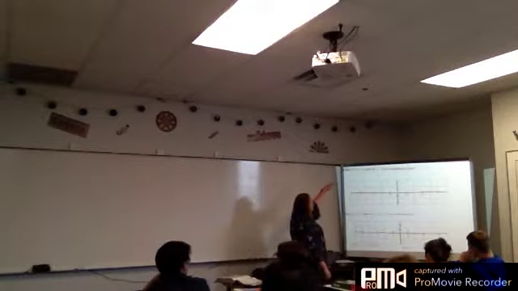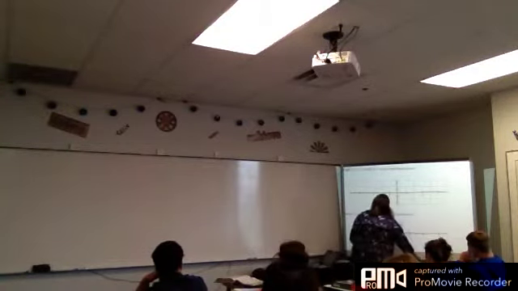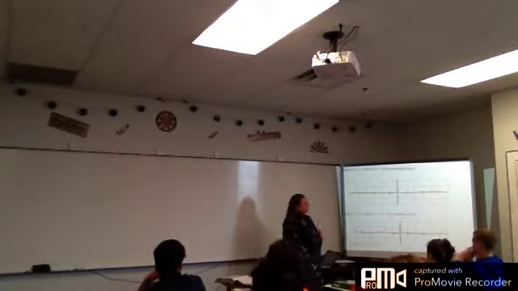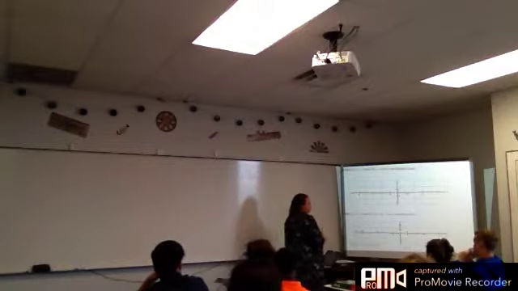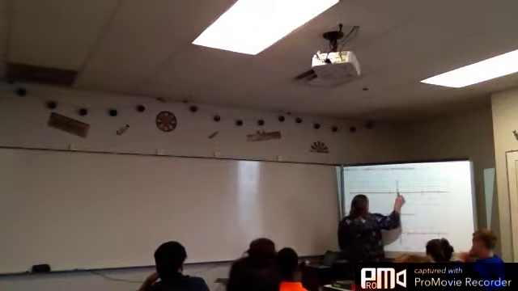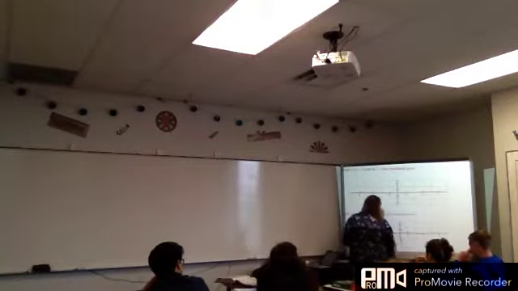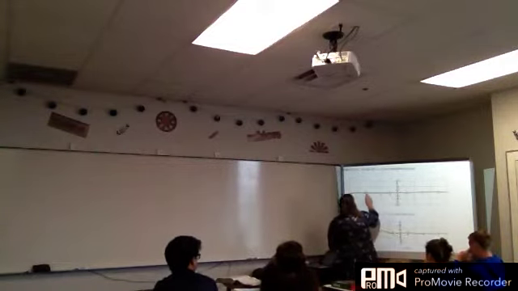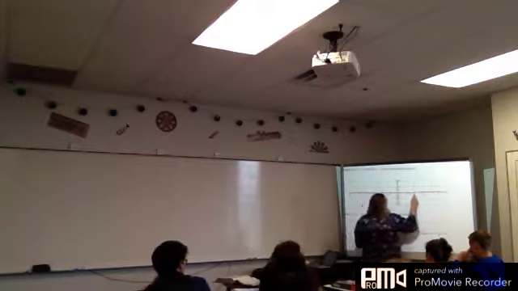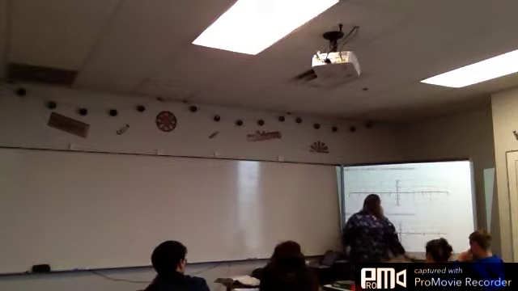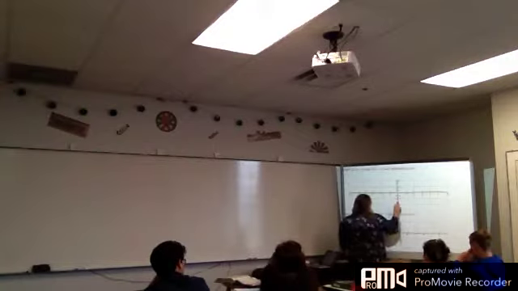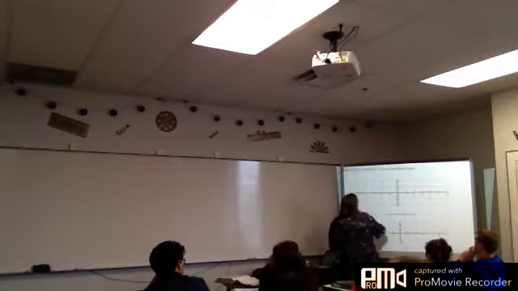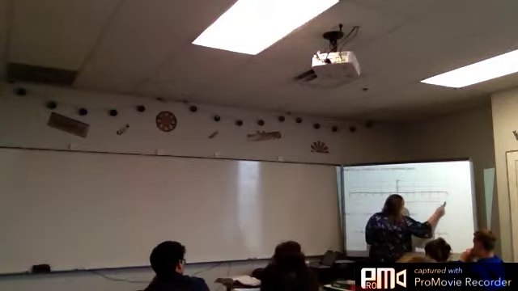Let's graph y is less than or equal to negative 3. Where would I go to graph that? 0, negative 3. So if I go 0, negative 3, 1, 2, 3, that's here. Is it a dashed or solid line? Solid, because it says less than or equal to, so it's solid.